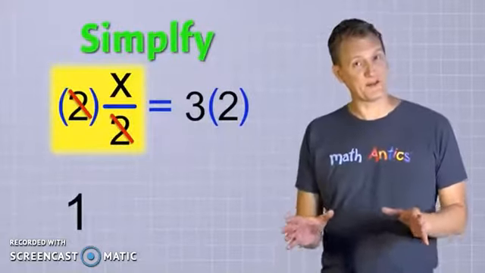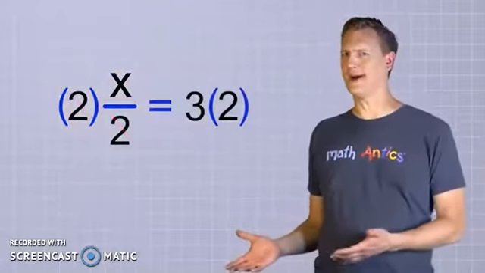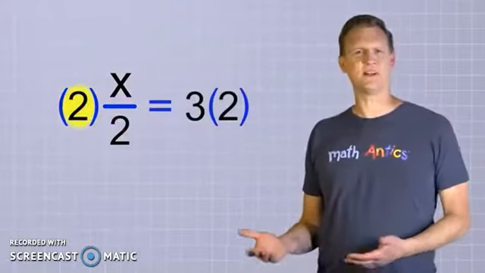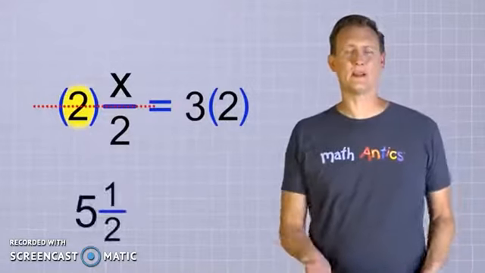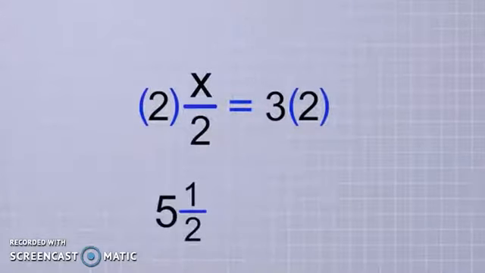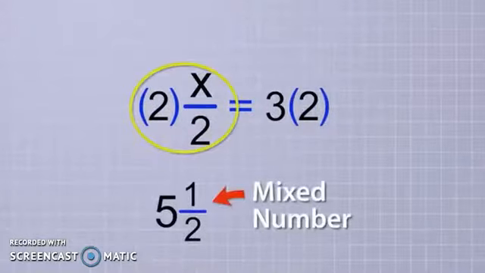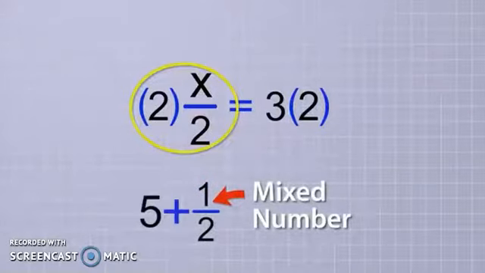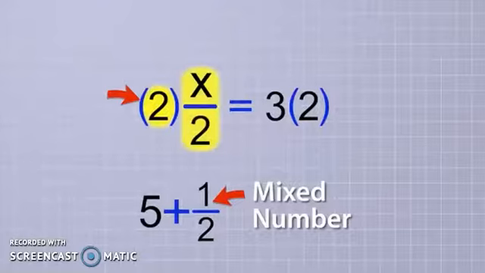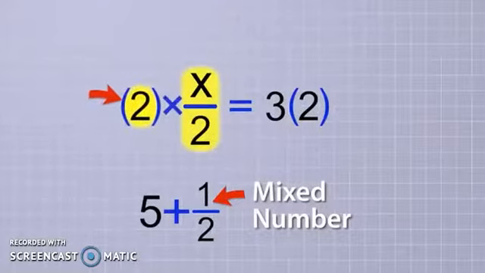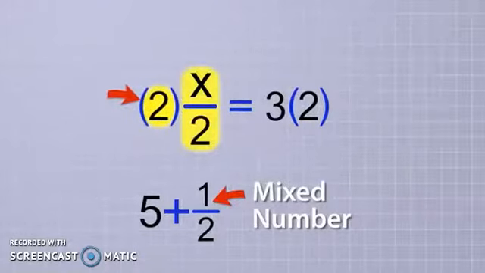And I know what some of you are thinking. How is there a 2 on top? The 2 looks like it's really in the middle, kind of like how a mixed number looks. That's true, but don't confuse this with a mixed number. Mixed numbers involve addition, but the parentheses let you know that the 2 and the x over 2 are being multiplied, since multiplication is the default operation.